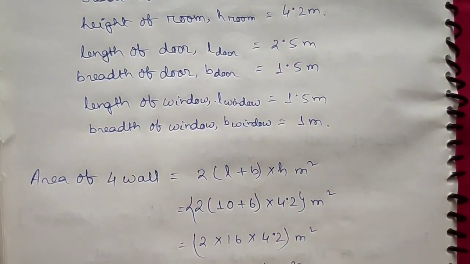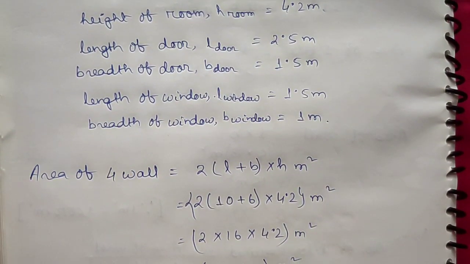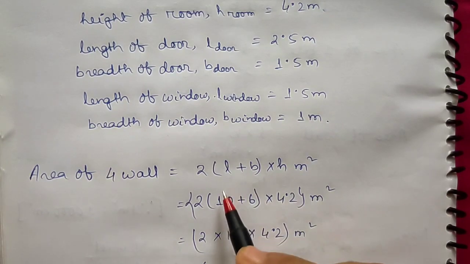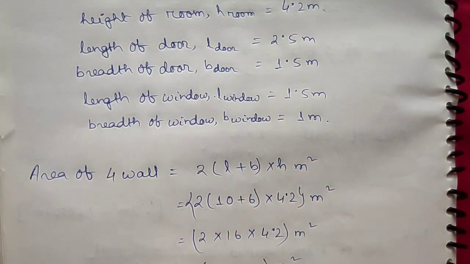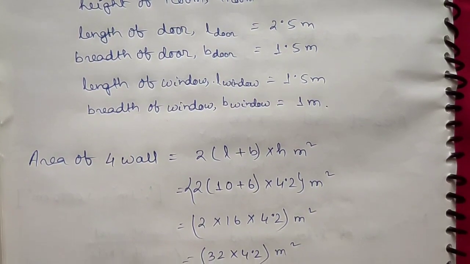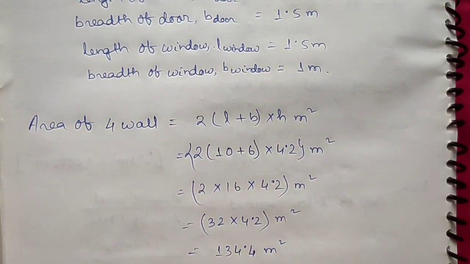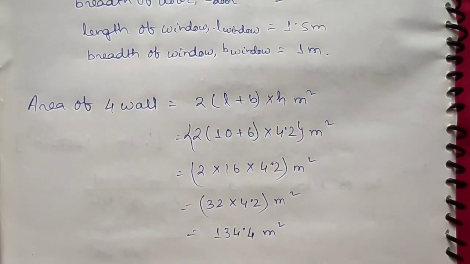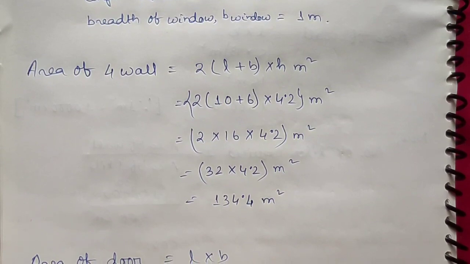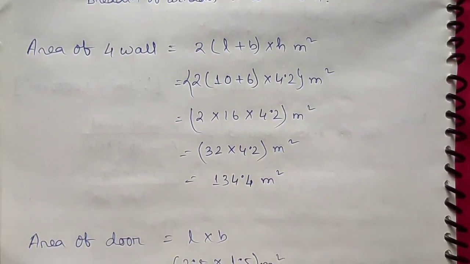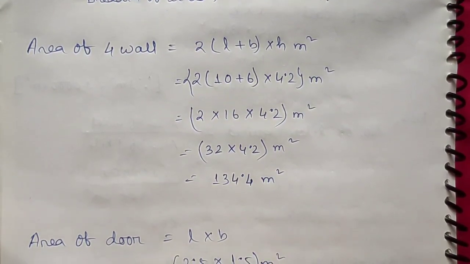Area of four walls is 2 into (length plus breadth) into height, right? We have discussed this in the earlier video. In this case, we just put the values. Length is 10, breadth is 6, and height is 4.2. Now 10 plus 6 is 16. So 2 into 16 into 4.2 meter square. 2 into 16 is 32, into 4.2. Then 32 into 4.2 is 134.4 meter square. Okay, this is the area of the walls.